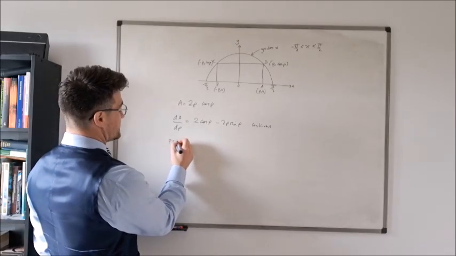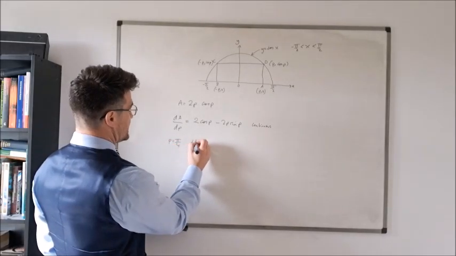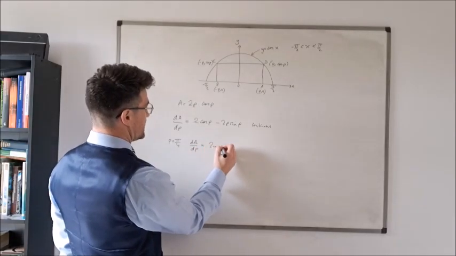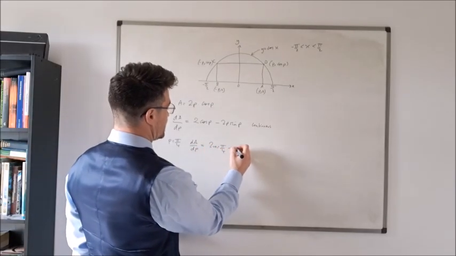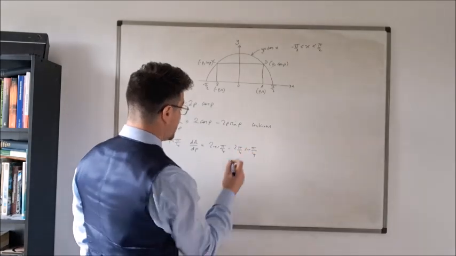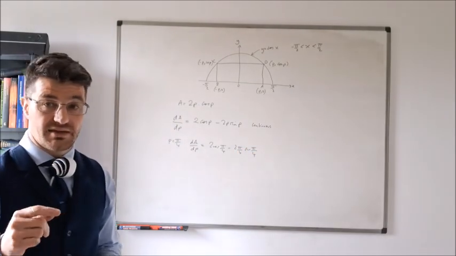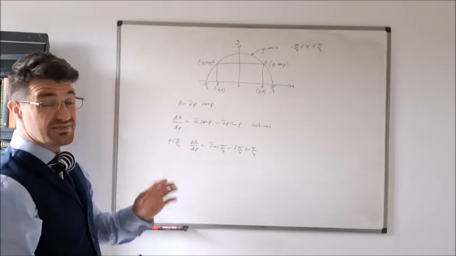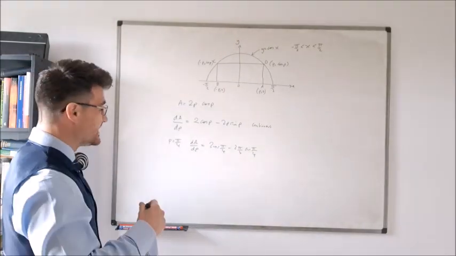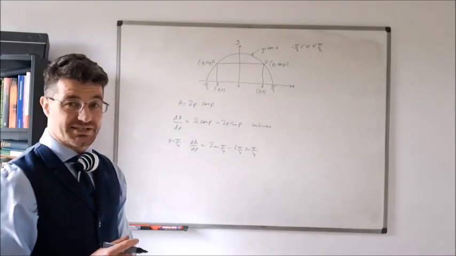Okay, so let's say when p is equal to pi by 4, what do we get? We get dA by dP is equal to 2 cos pi by 4 minus 2 pi by 4 sine pi by 4. We don't have a calculator in the Advanced Extension Award exam. You shouldn't need a calculator to figure out what cos pi by 4 and sine pi by 4 is. If you don't know those, get it sorted.